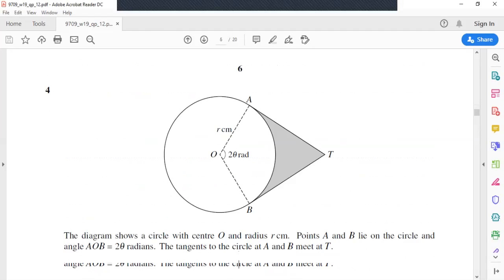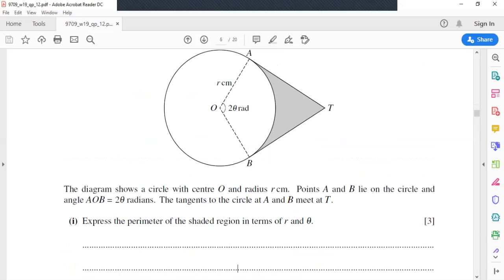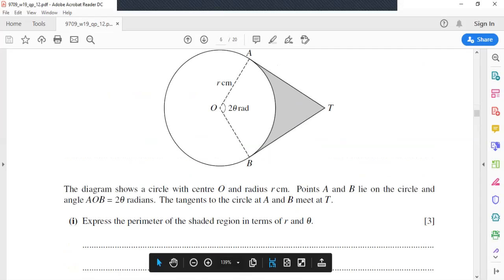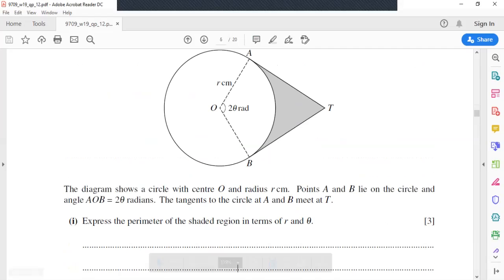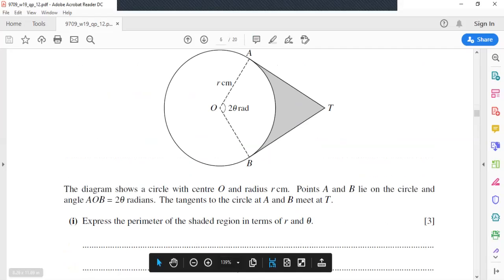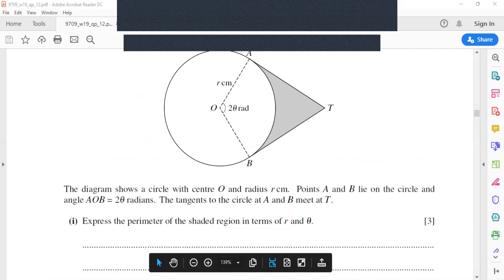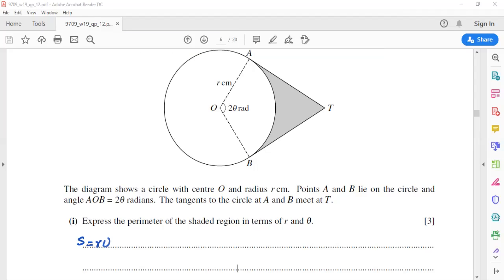Okay, this is regarding the circular measure. Express the perimeter of the shaded region in terms of r and theta. Now, as we know, for the perimeter, we need to have this first. So s is equal to r theta. S is equal to r theta means r into 2 theta. So 2 r theta.